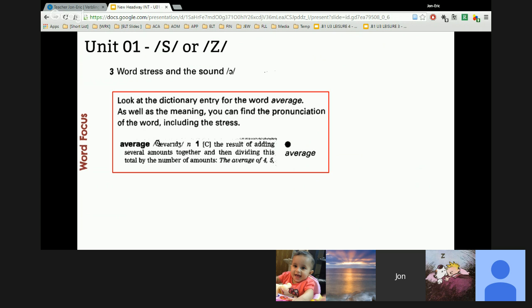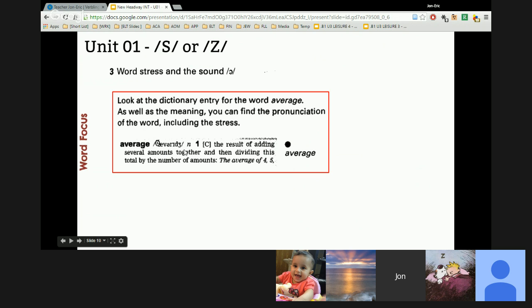Okay. Welcome back. Okay, so let's start with word stress. Look at the dictionary entry for the word average. As well as the meaning, you can find the pronunciation of the word. And that's what I want you to look at: the IPA symbols that appear to the right of the word average.